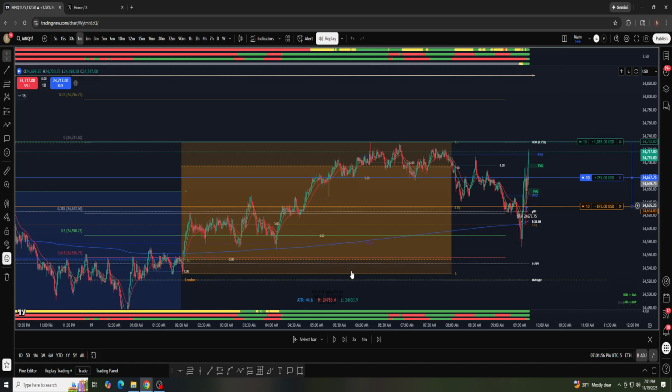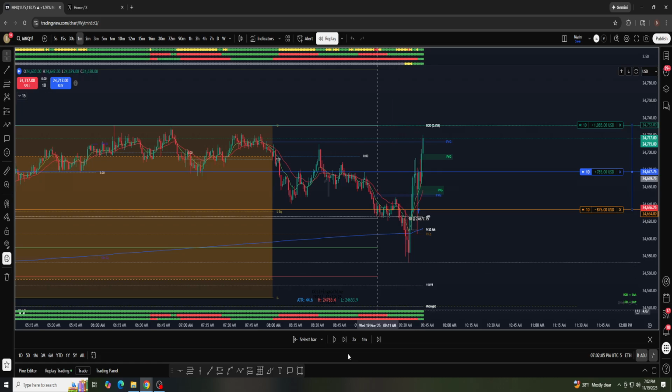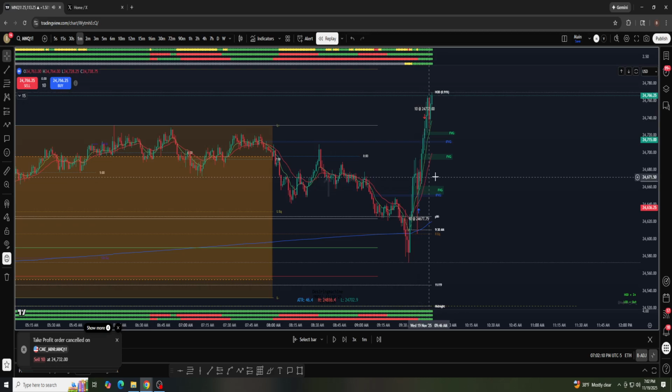If you're looking at fibs, this 24,796 area, but for all intents and purposes, this is the trade that I took. I was all out at London highs, and you can see it traded in several minutes.